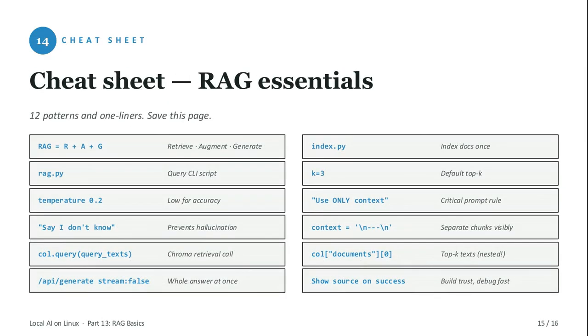Here's a cheat sheet worth keeping open in another tab. The essentials are all here. Temperature at 0.2 for accuracy, k equals 3 as your starting point, and the gotcha that always trips people up. Chroma's documents come back nested, so you need that 0 index to reach the actual top K texts. And don't forget to show the source on success. It's how you build trust in your answers and debug fast when something goes sideways.